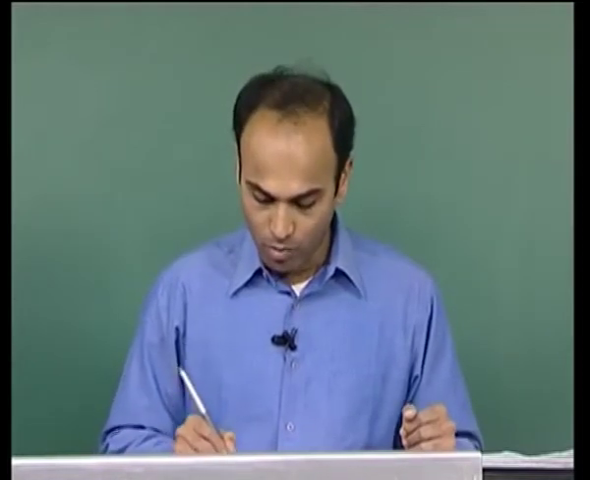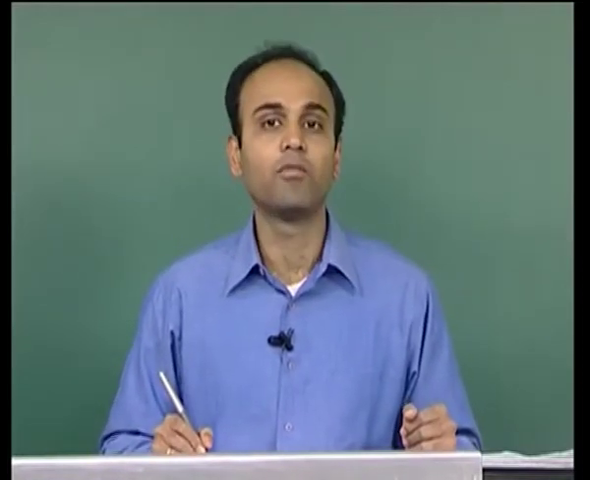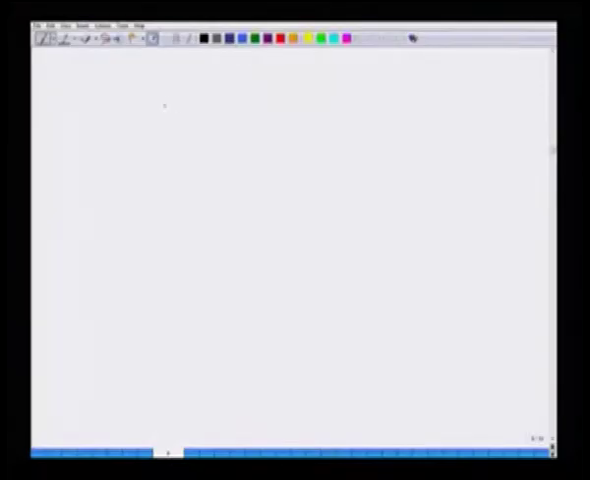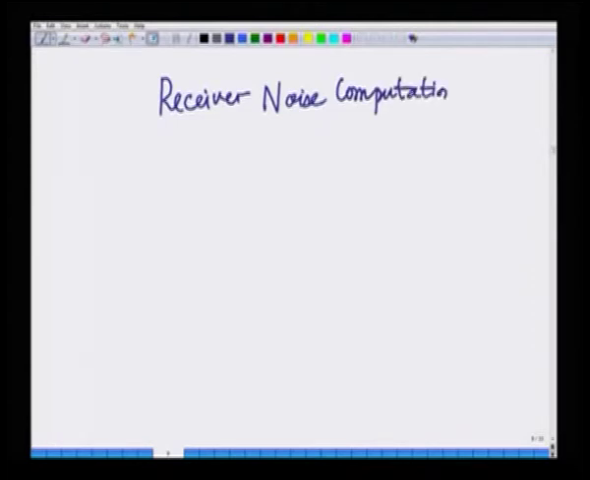Okay. So, now we move on to the next topic, which is one of the most important parts at the cellular receiver, which is essentially to characterize the noise process. So, the next aspect we want to tackle is the receiver noise computation. Receiver noise is nothing but the thermal noise that is present at the receiver.